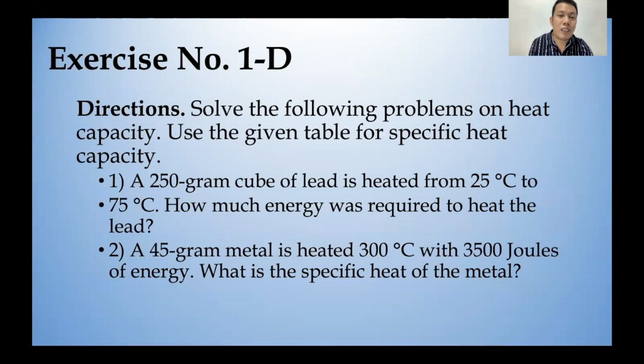So your last activity for today is problem solving on the specific heat capacity or heat capacity of a substance. Number 1: a 250 gram cube of lead is heated from 25 degrees Celsius to 75 degrees Celsius. How much energy was required to heat the lead? You can see the change in temperature. Number 2: a 45 gram metal is heated 300 degrees Celsius with 3,500 joules of energy. What is the specific heat of the metal? All you have to do is rearrange the formula given to you a while ago.